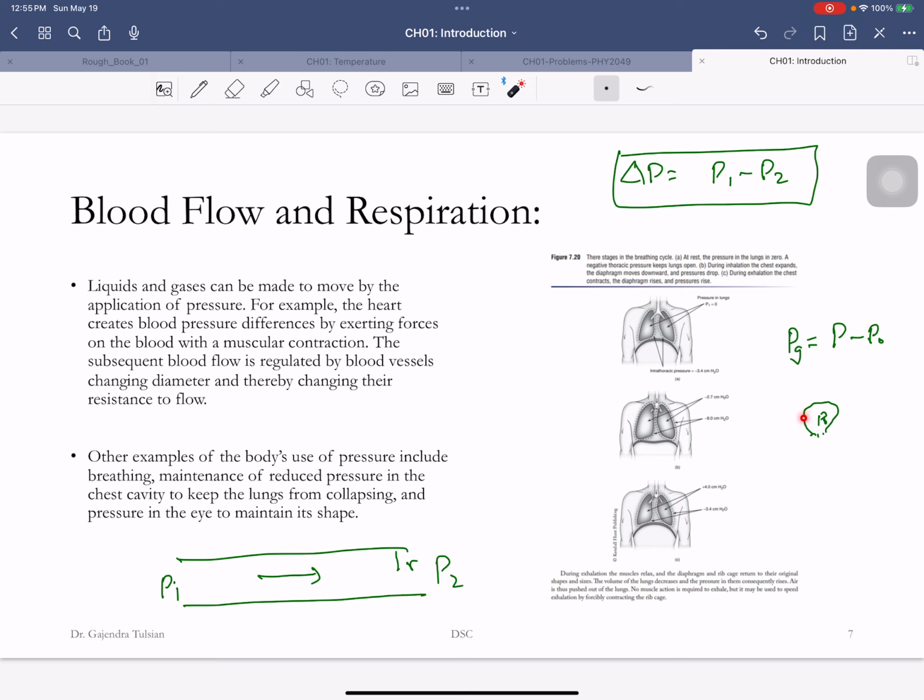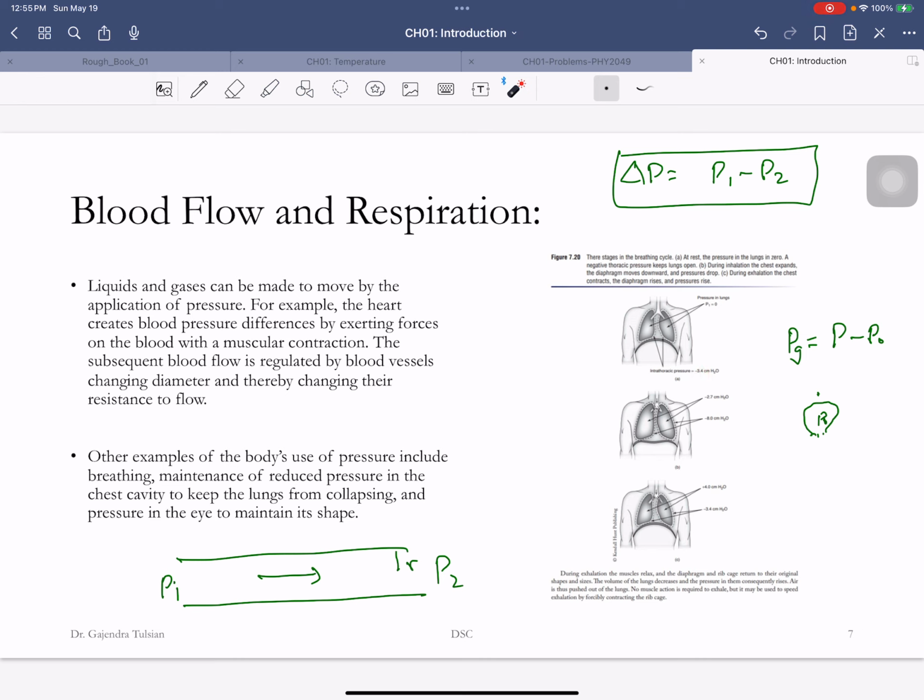So how does the body prevent that? What the body does is the pressure outside the alveoli is lower. So in the thoracic cavity, you can see that around the lungs, the pressure is lower. That's how the alveoli do not collapse.